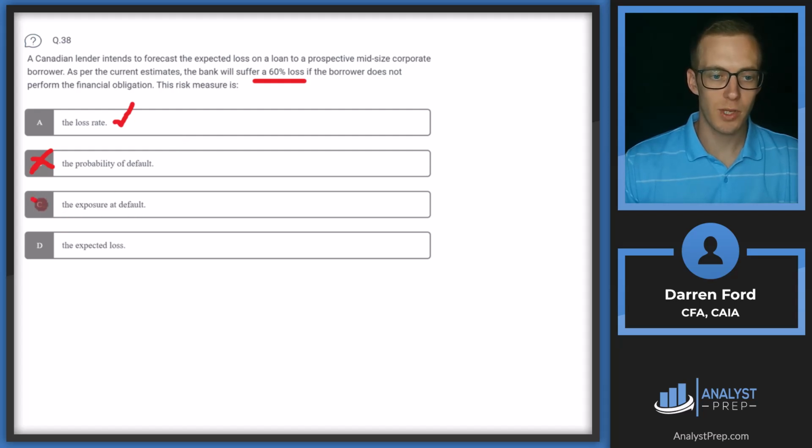They're referring to the amount of money that they're loaning that they'll lose. Exposure at default, we can rule that out too. That would be a specific number. We don't have any number. We don't know how much they're lending them. We just know it's 60% of what they're lending them. But 60% of what? We don't have that number. And then expected loss. Expected loss is going to be a combination of probability of default and loss rate. Since we've already ruled out probability of default, which we don't have here, we can rule out expected loss as well. And so we will stick with A, loss rate.